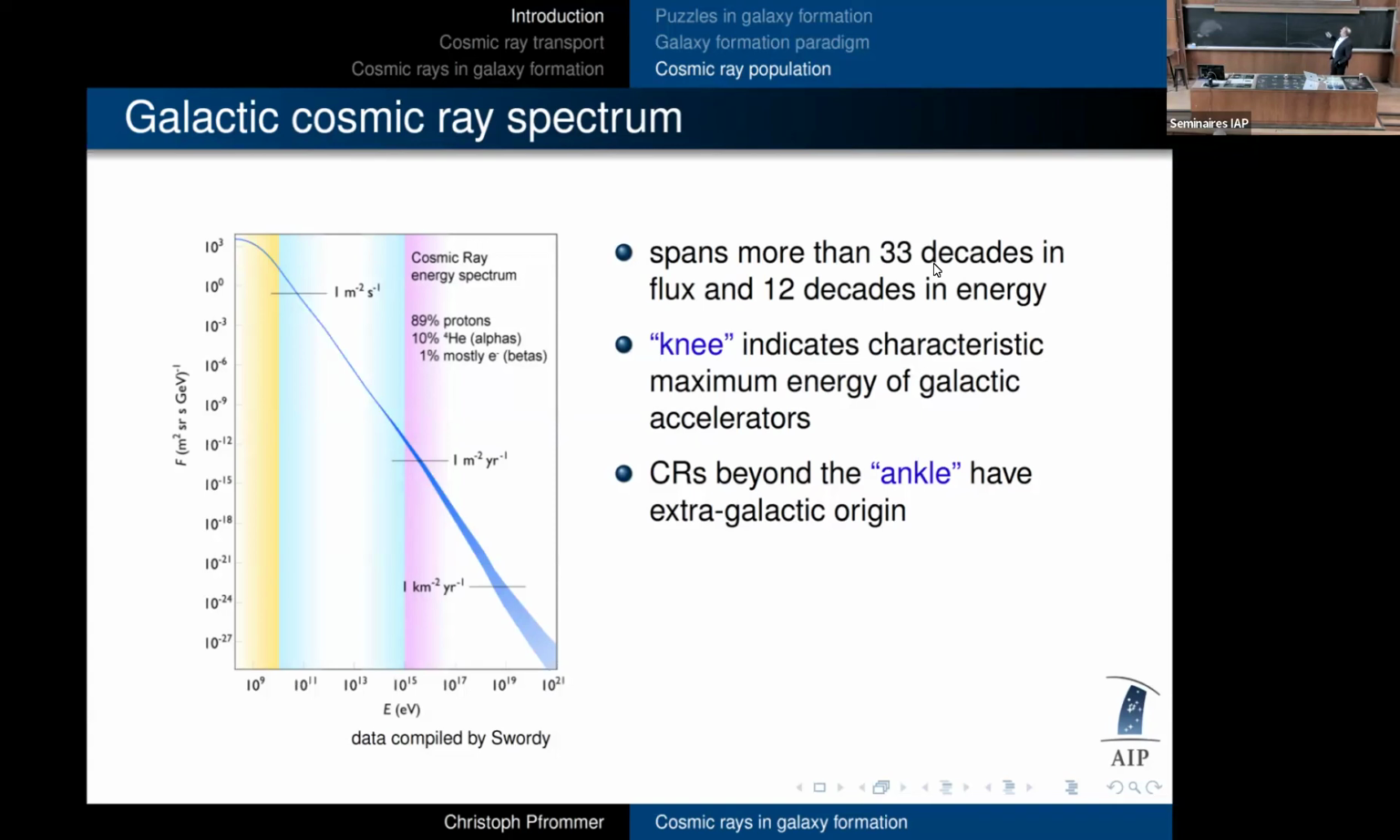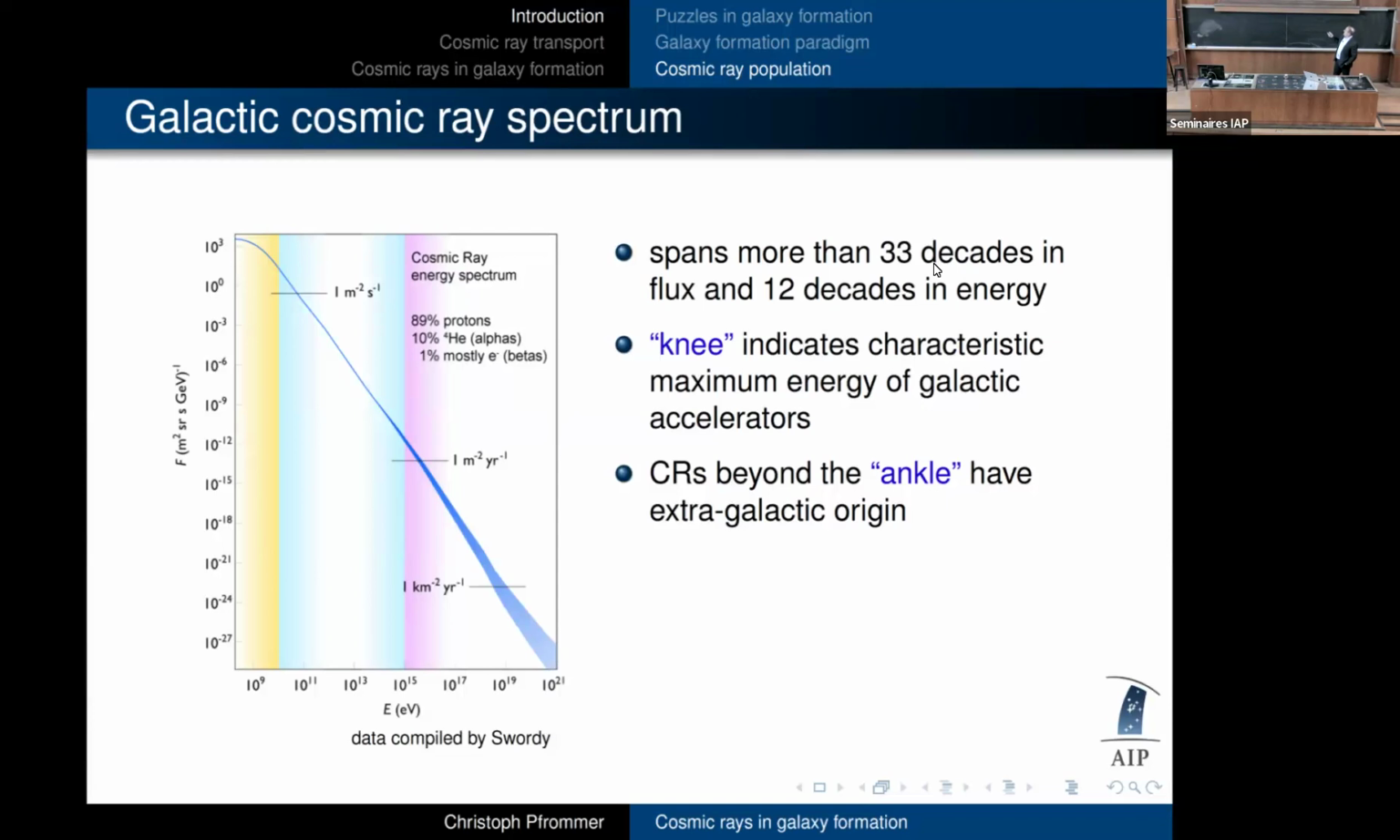Now the flux is over 33 decades here. Here we have 1 particle per square meter per second. Down here we have 1 particle per square meter per year. That's why you need huge observatories like Pierre Auger to detect these ultra high energy cosmic rays. But if you ask where's the energy sitting, if you integrate over this, it is dominated by these GeV particles because the spectrum is so steep.